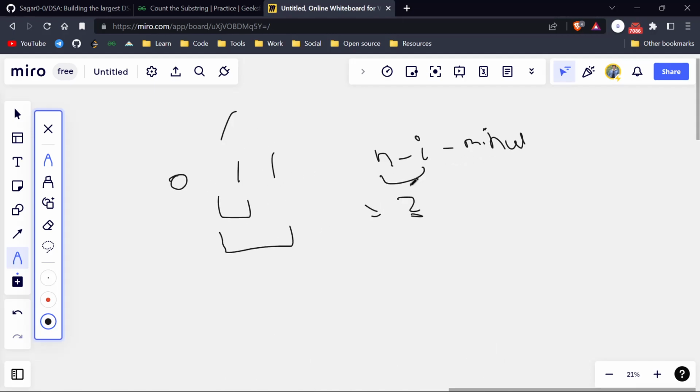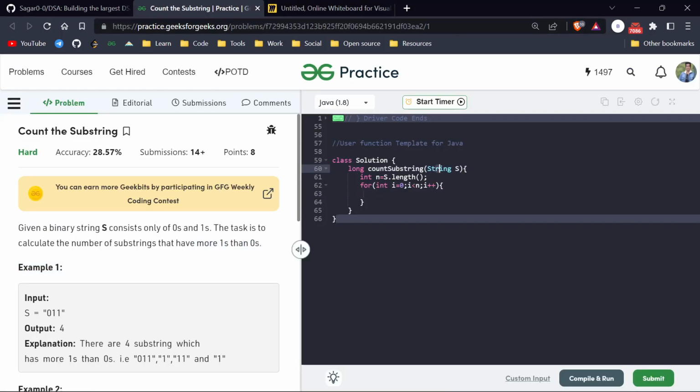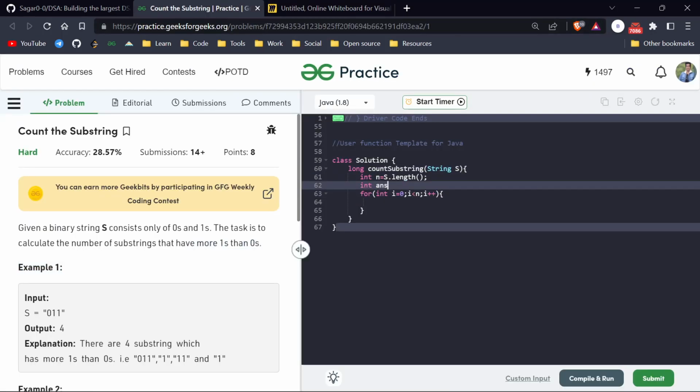So n minus i is equal to 2, and now we have to subtract all the substrings that have more zeros, okay? So we can see there is nothing like that, and we just have to reduce this 0. After that we just have to add 2. So what we will do, we will also create an answer here. Initially it is 0, and it is a long value, so 0L.